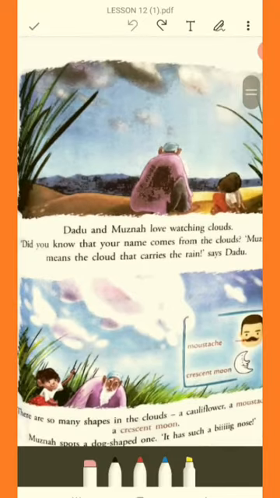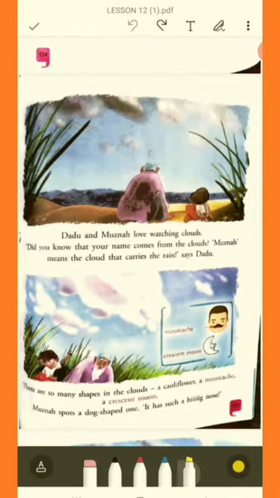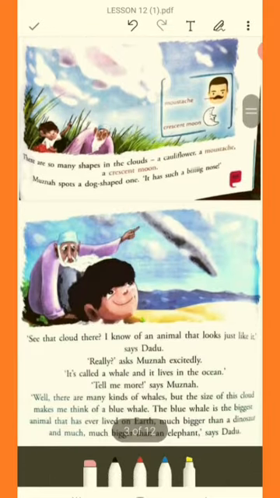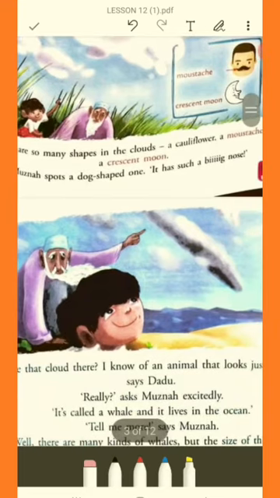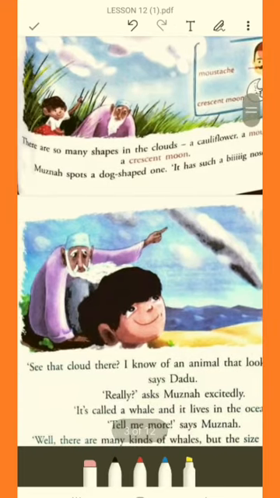So here, Dadu and Muzna love watching clouds. They love clouds. Clear, they love watching clouds. Did you know that your name comes from the clouds? Muzna means the cloud that carries the rain, says Dadu. Okay, Dadu means grandfather. Okay, so there are so many shapes in the clouds. Dadu says there are so many shapes in the clouds.